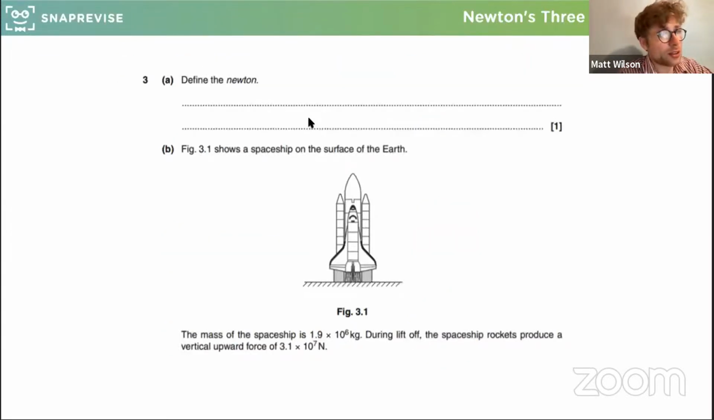Okay, so this first exam question begins with a definition. It asks us to define the Newton. This is really nice because we didn't do this explicitly. It's a good thing to have practice with. If you're asked to define a unit, the usual trick is to think of the formula where the quantity that unit describes appears, the one that defines it.